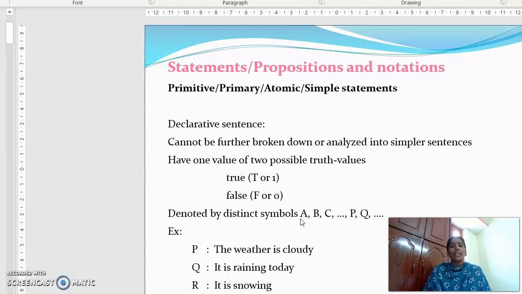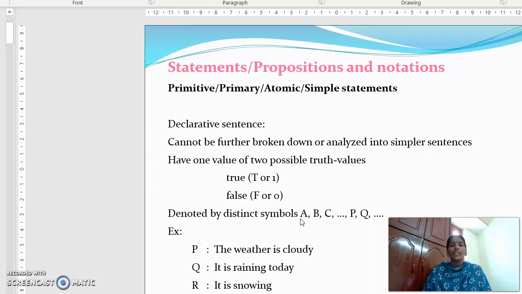P is nothing but the weather is cloudy, Q is nothing but it is raining today, and R is nothing but it is snowing. So by using P, Q, R, you can construct truth tables. Next, after the statements and notations, we will discuss the truth tables.